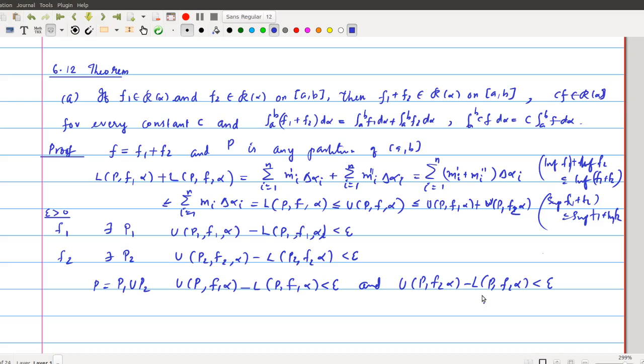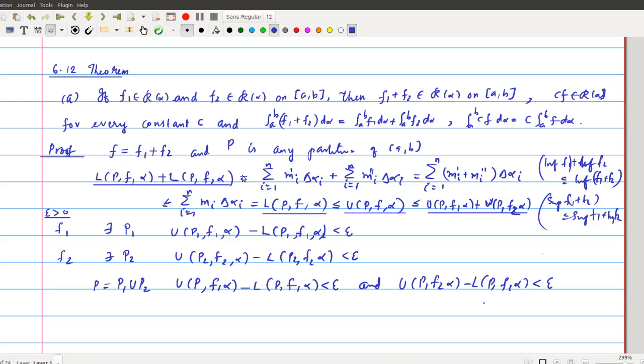Now, for the common partition, we compare U(P, f, alpha) minus L(P, f, alpha). This is true for every partition. L(P, f1, alpha) plus L(P, f2, alpha) is less than or equal to L(P, f, alpha), which is less than or equal to U(P, f, alpha), which is less than or equal to this quantity.